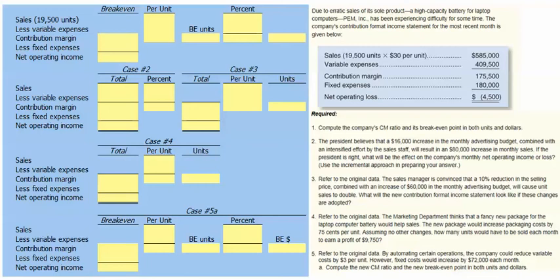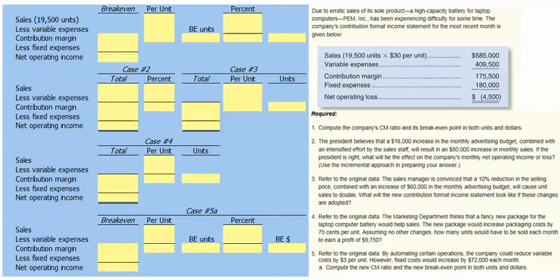Due to erratic sales of its sole product, a high-capacity battery for laptop computers, PEM Inc. has been experiencing difficulty for some time. The company's contribution format income statement for the most recent month is given below. Note the net operating loss of $4,500.